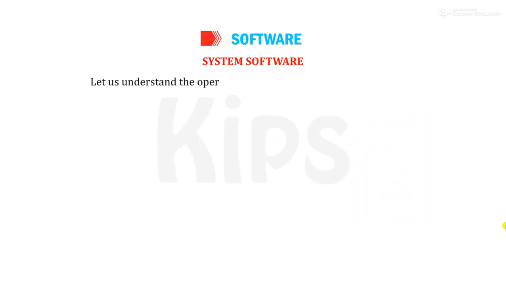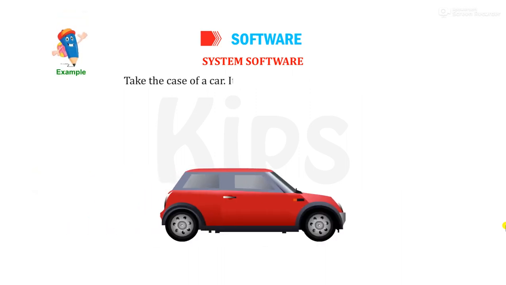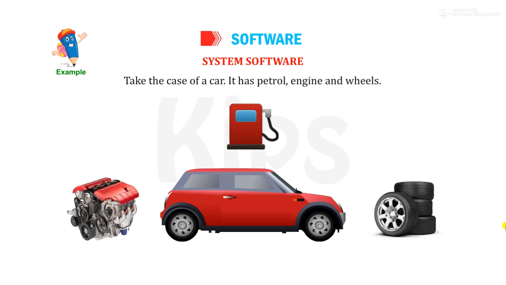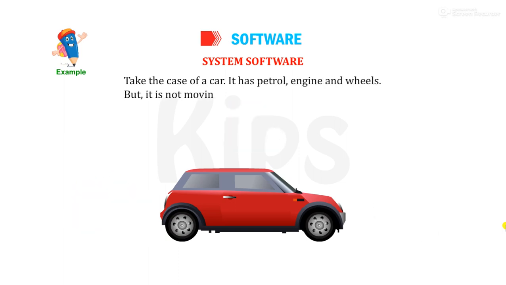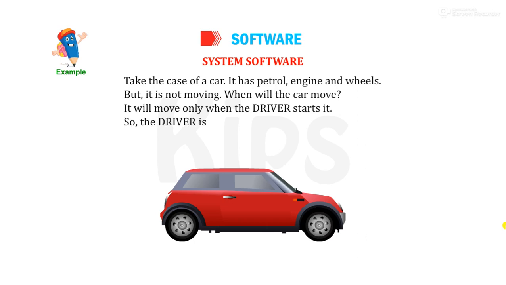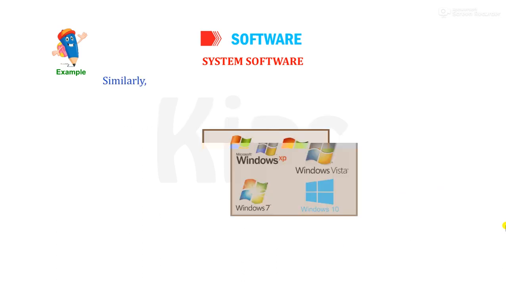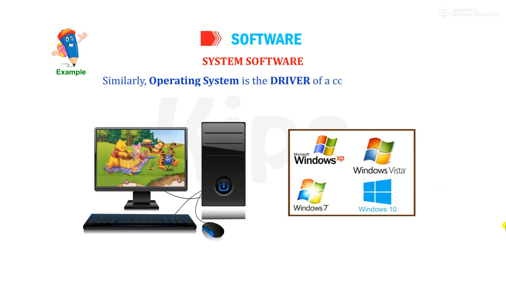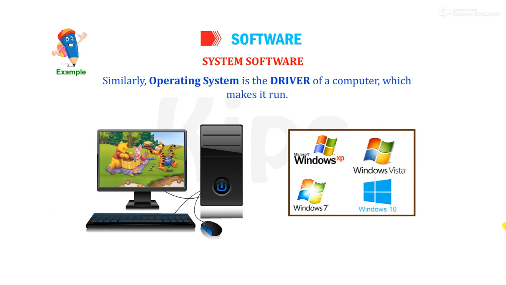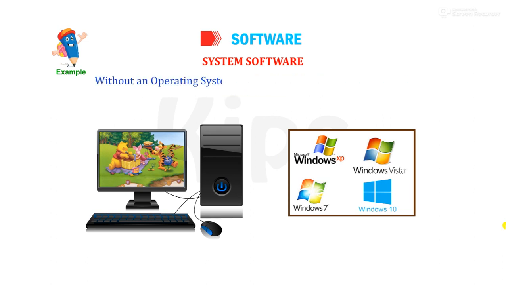Let us understand the operating system with the help of a given example. Take the case of a car. It has petrol, engine and wheels. But it is not moving. When will the car move? It will move only when the driver starts it. So the driver is the operator of the car. Similarly, operating system is the driver of a computer, which makes it run. Without an operating system, a computer cannot work on its own.